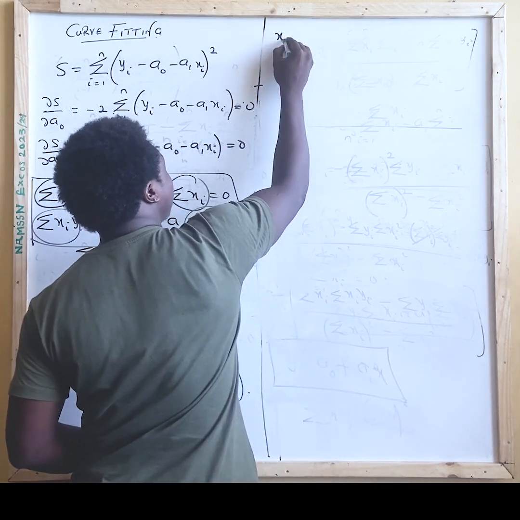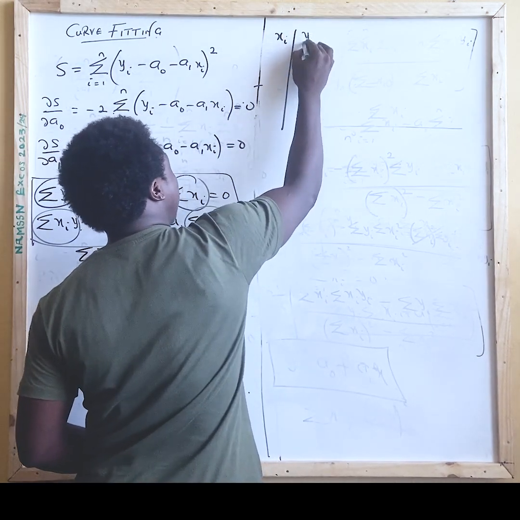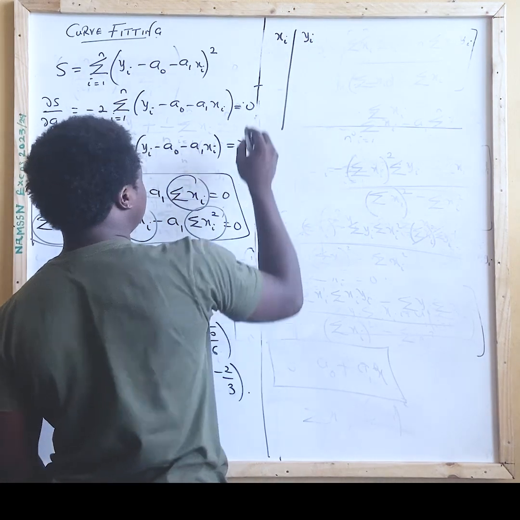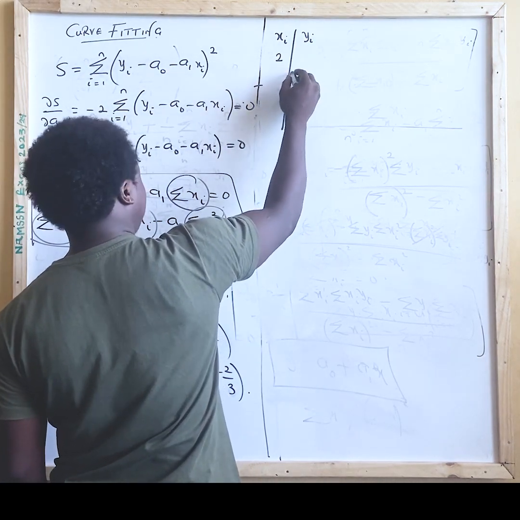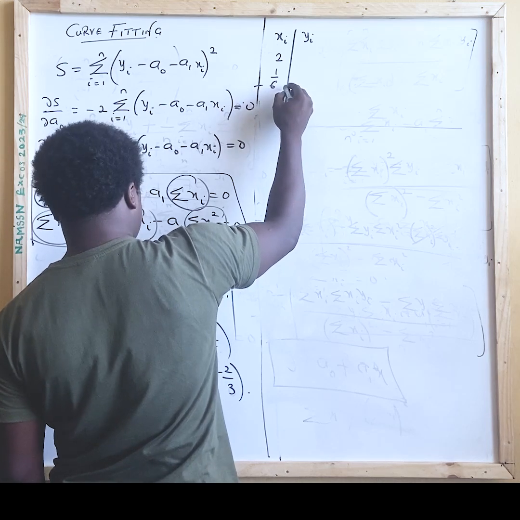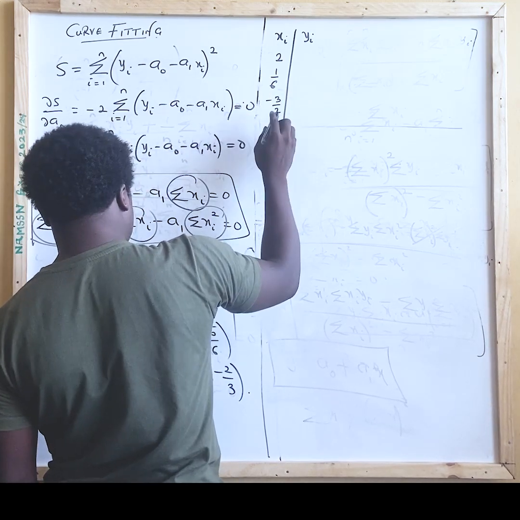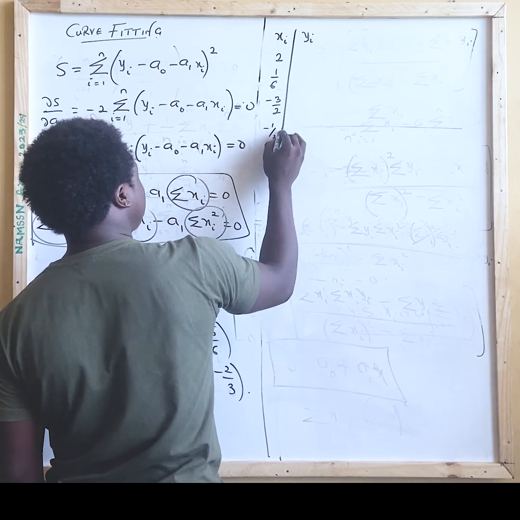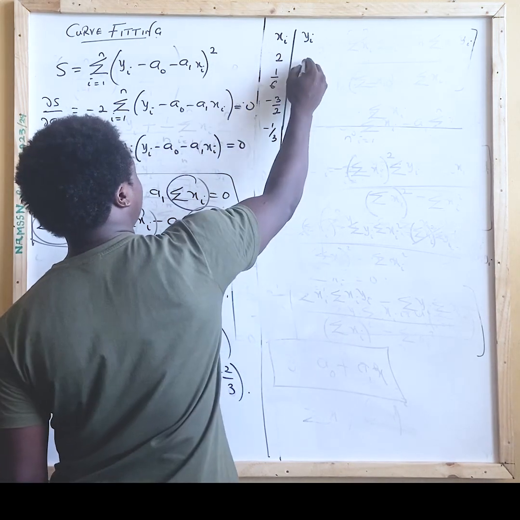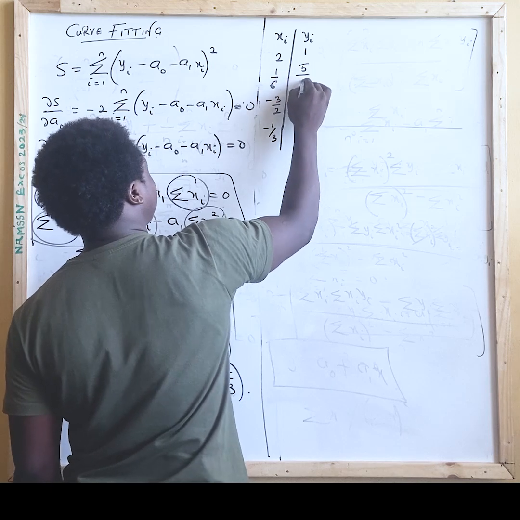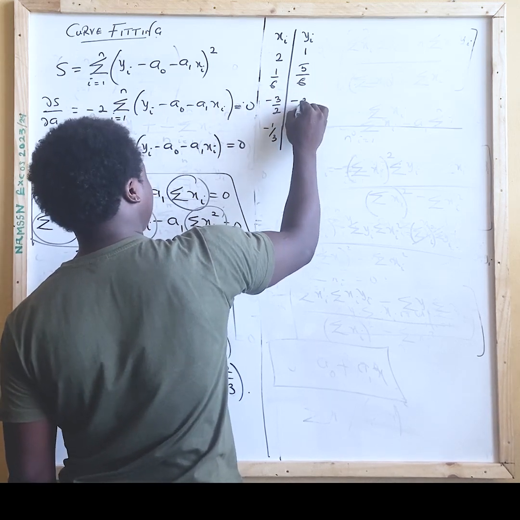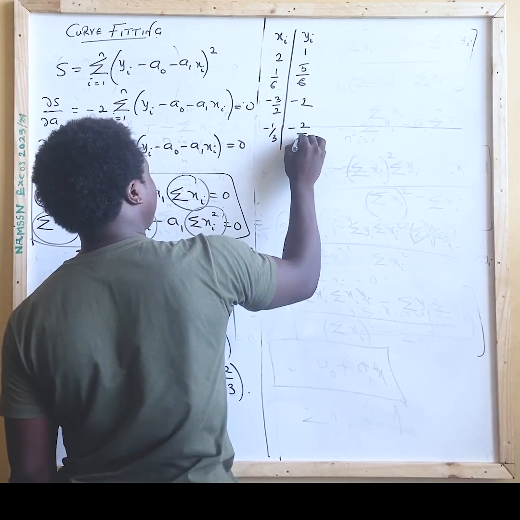The table, so xi and then yi. Our x values, we have 2, we have 1 over 6, we have minus 3 over 2, and then we have minus 1 over 3. The y values, we have 1, 5 over 6, minus 2, and minus 2 over 3.